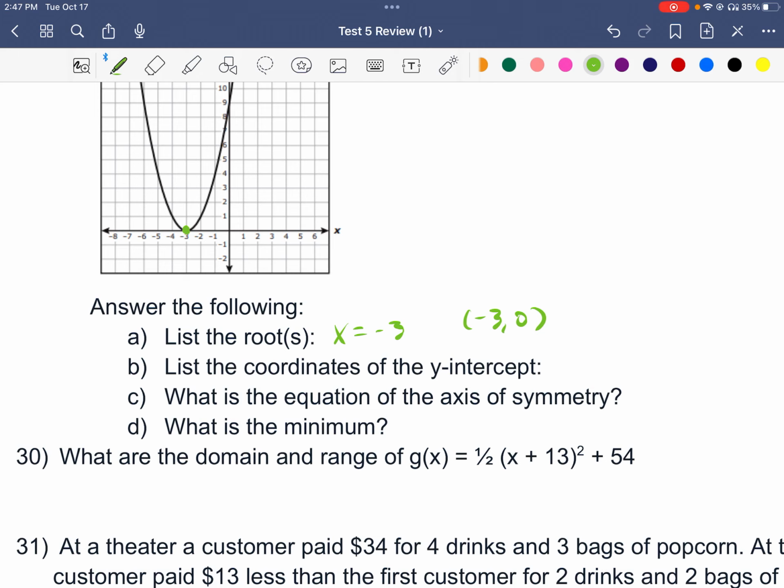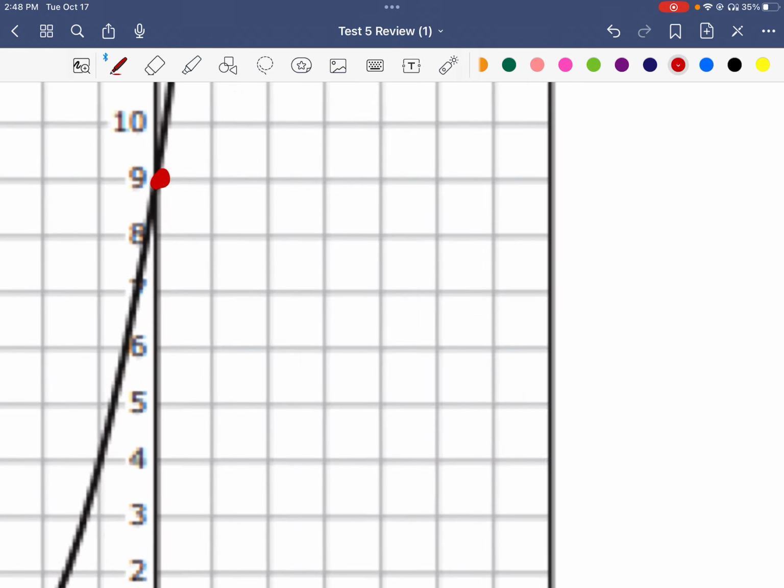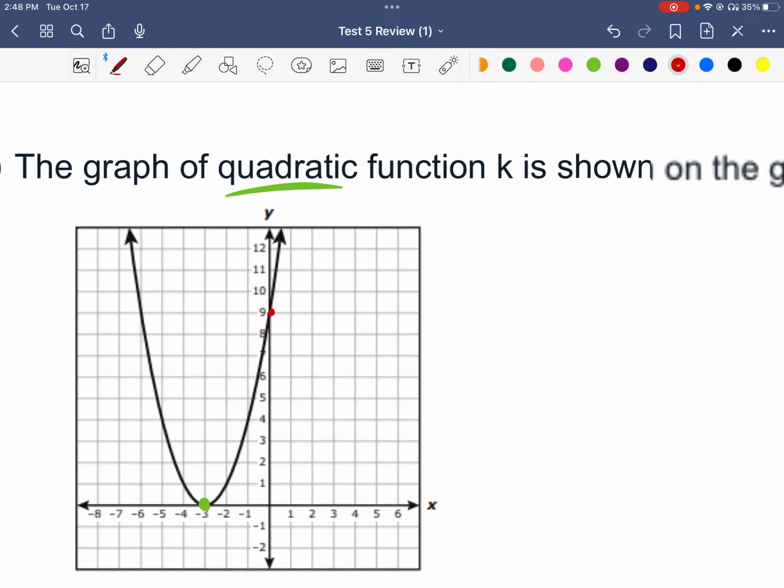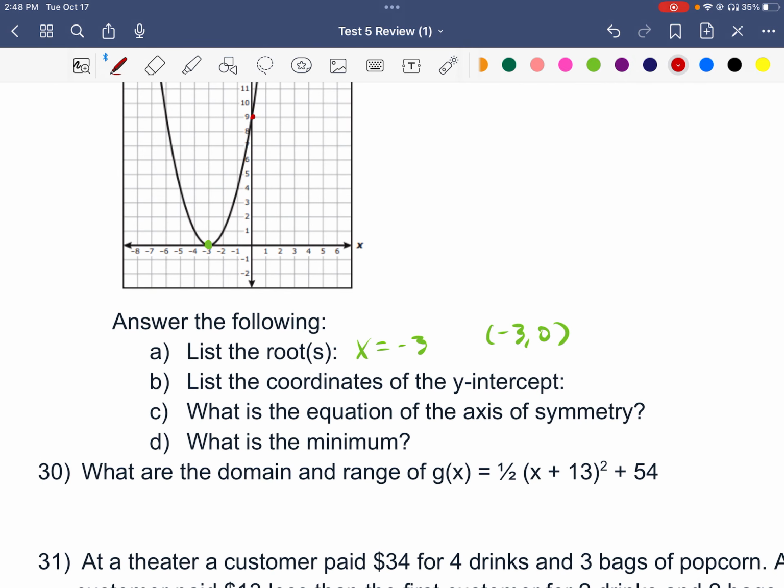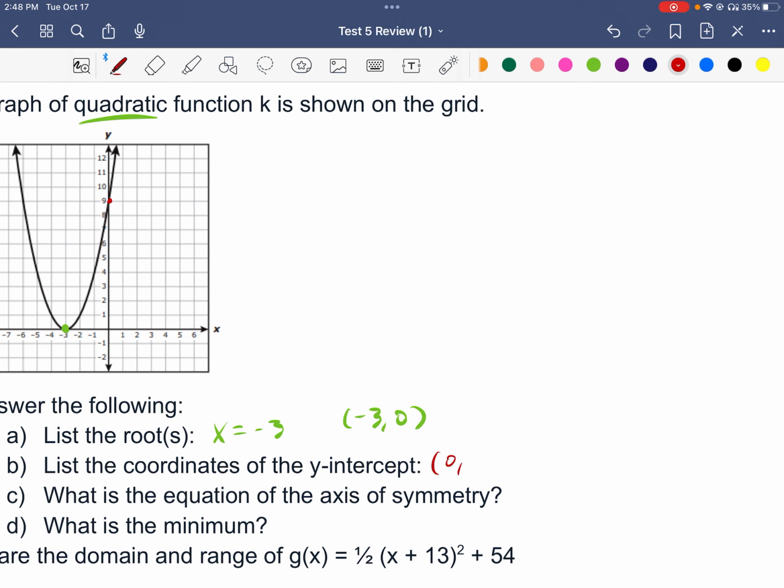List the coordinates of the y-intercept. That's where it crosses the y-axis. This one, I think it's 9. It's not super clear, but yeah, it's 9. So the coordinates of the y-intercept would be (0, 9).